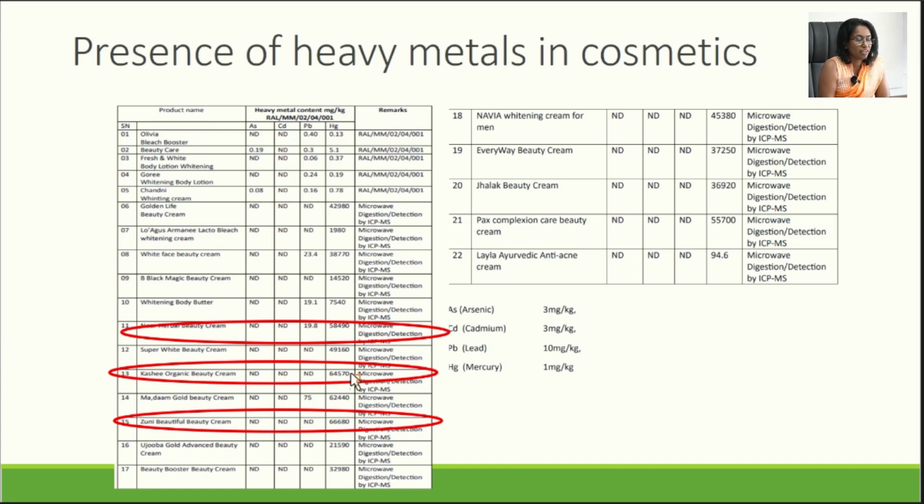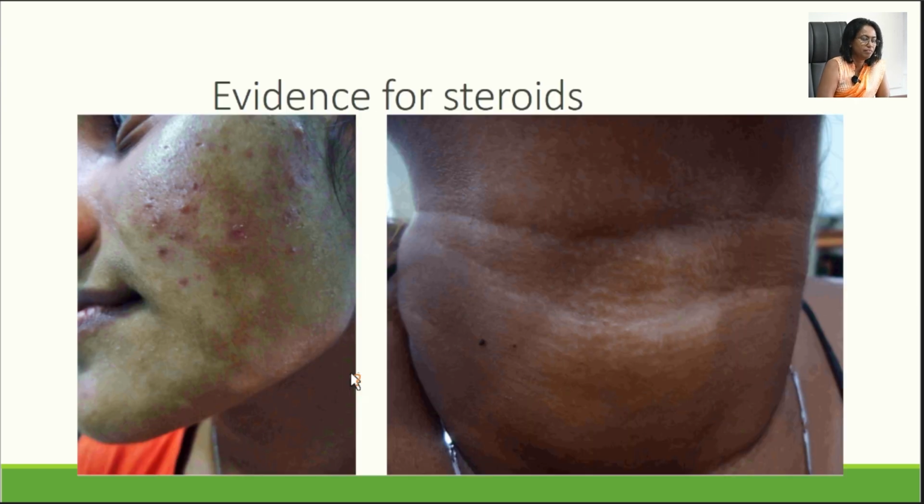Because mercury is one thing that we can check for. Okay, and mercury is the commonest. You see, there were some with amounts of lead, but mercury is the commonest. This is the evidence for steroids, the patchy whitening, acne, right? So if you see this picture, the patchy whitening and acne, the first question I would ask is, what cream did you apply? Right?